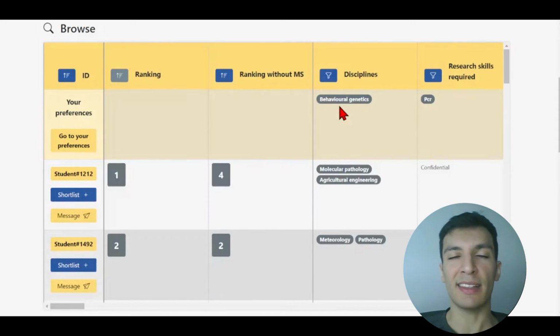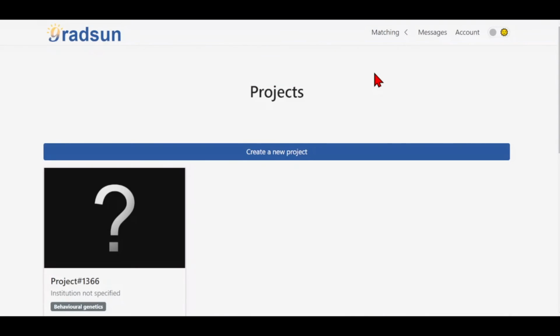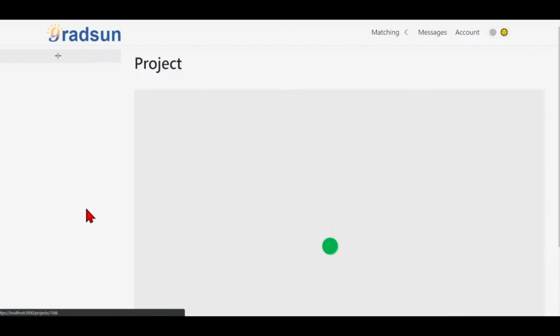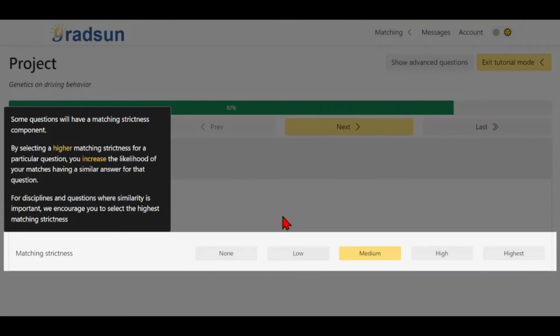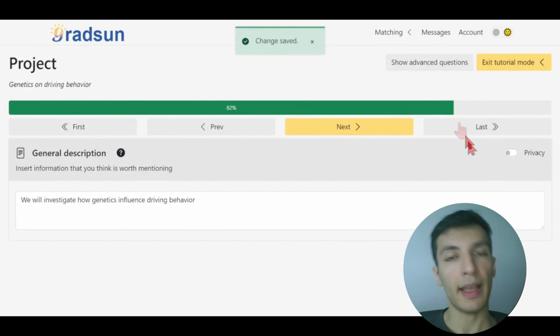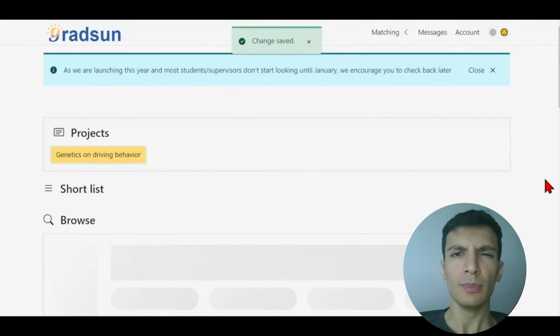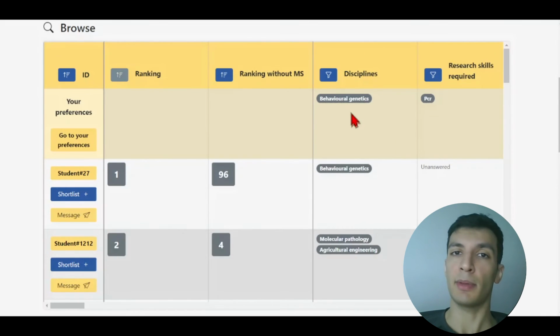If you find that when you get to the matching table, your top rankings don't have the same answer that you want for a certain question, so for example, they don't have the same discipline, you can go back to your project and go to the question, and then you want to increase the matching strictness for that question. So there at the bottom, we're going to change it from medium to highest. And by doing that, we're telling the algorithm that we care more about similarity in that question than other questions. So now when you go back, you'll see that your top ranks have a similar answer for the discipline question.